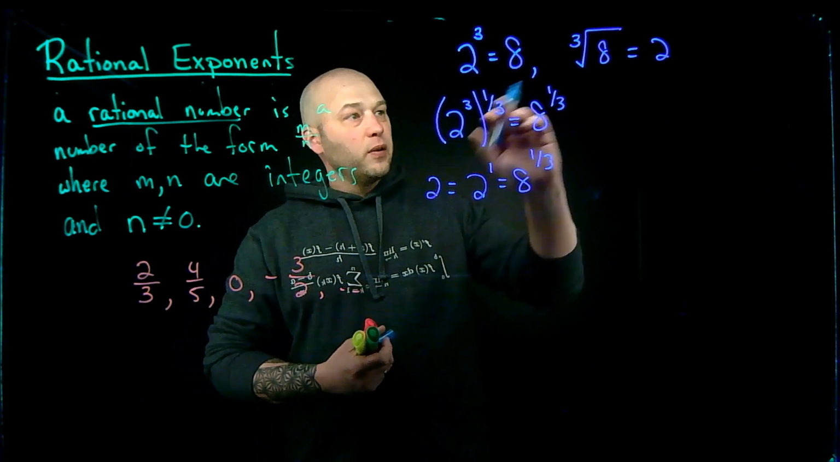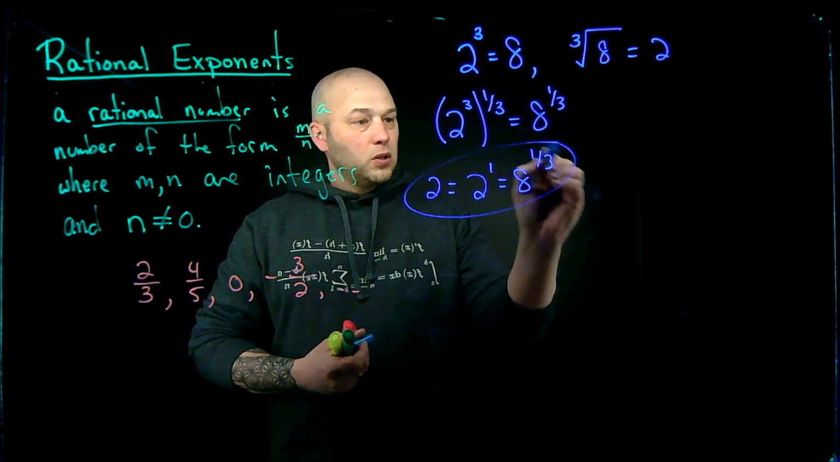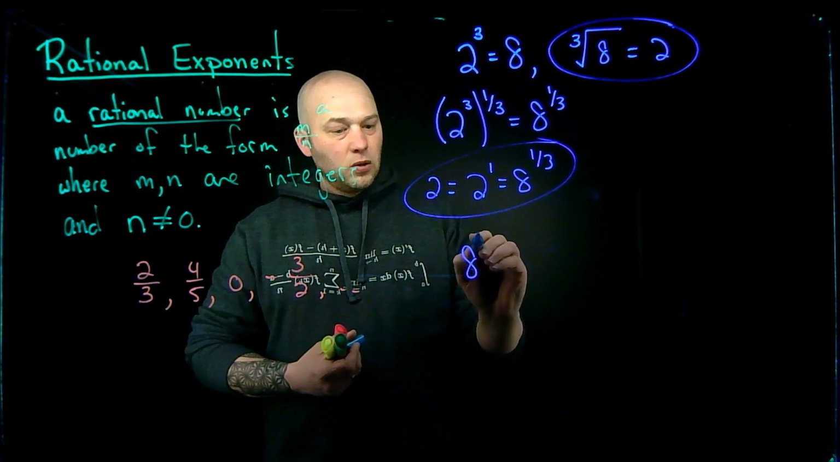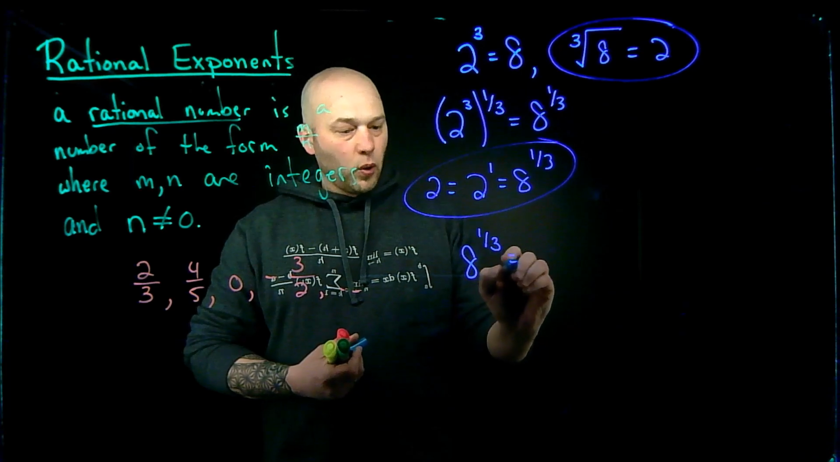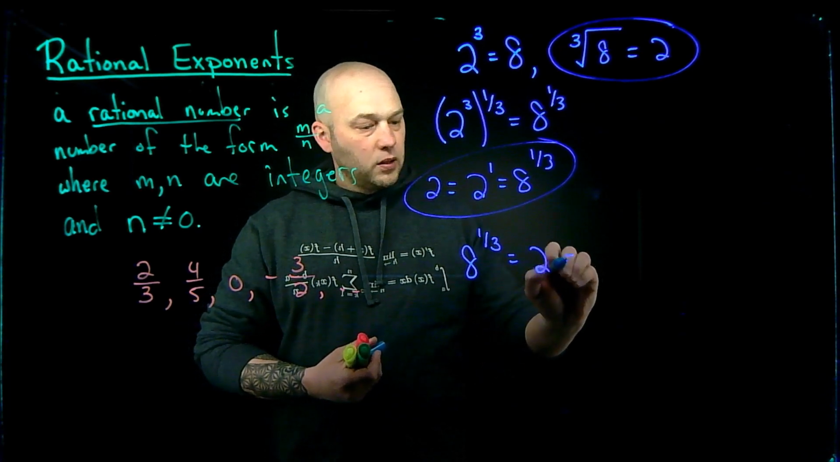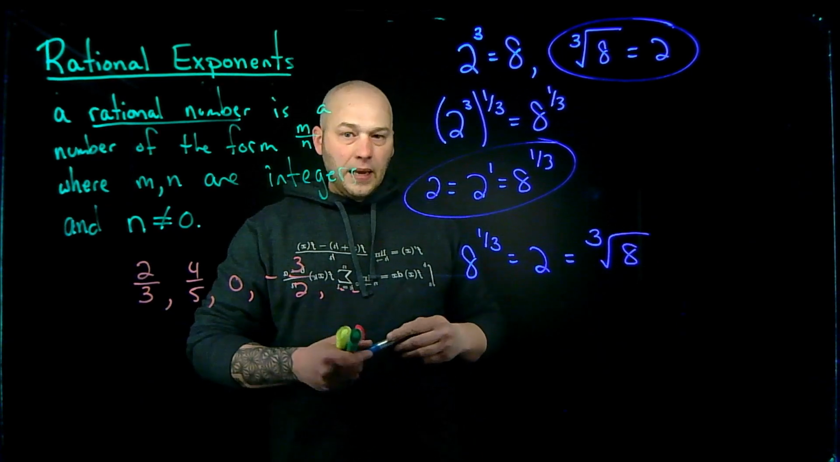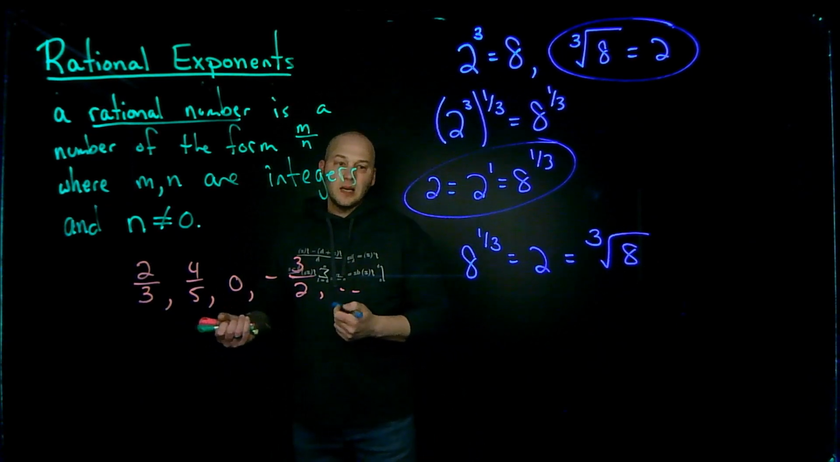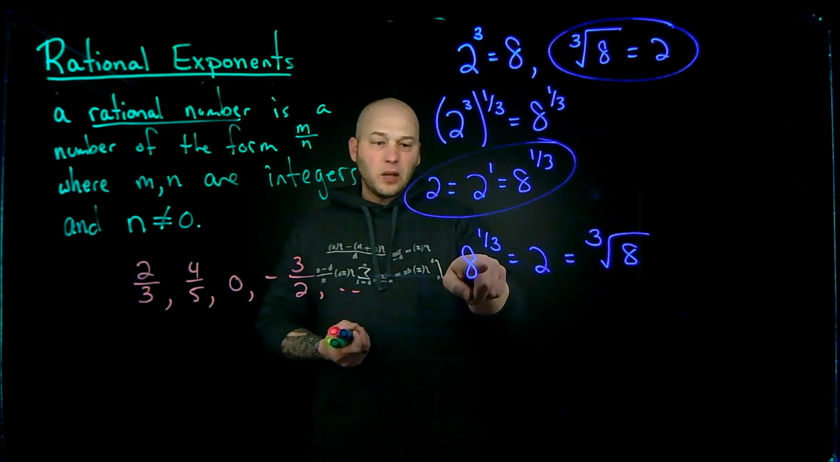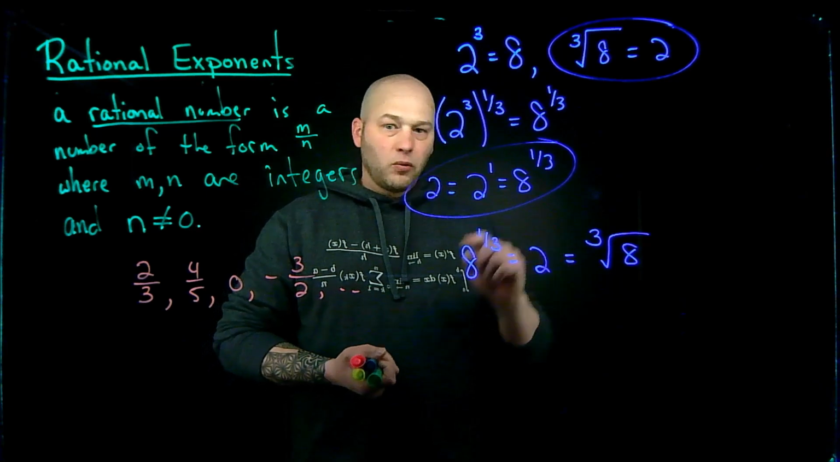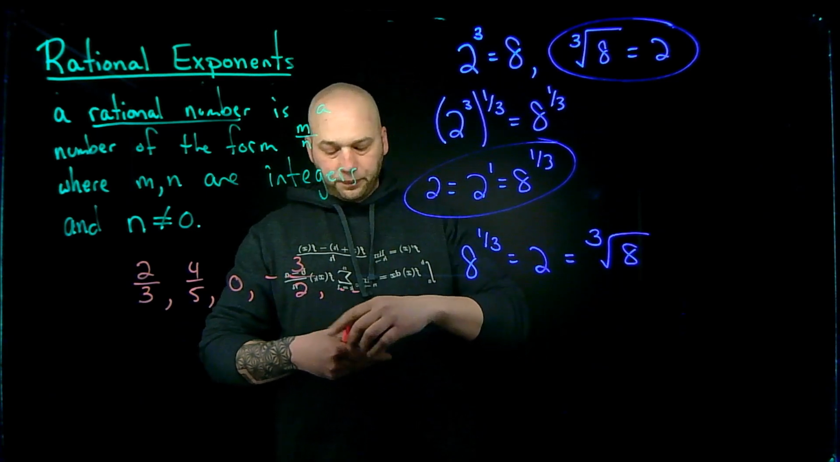Now, let's put together these two basic ideas right here. What I have is 8 to the 1/3 is equal to 2, and this is the same thing as the cube root of 8. Okay. Now, this illustrates the basic idea that if my exponent has a denominator, that denominator is a radical. So let me write that out.